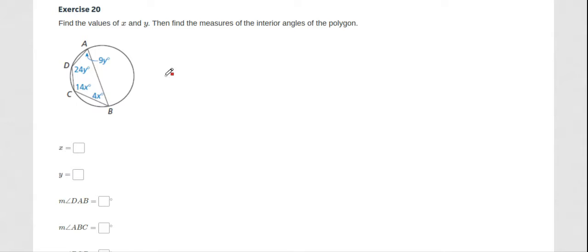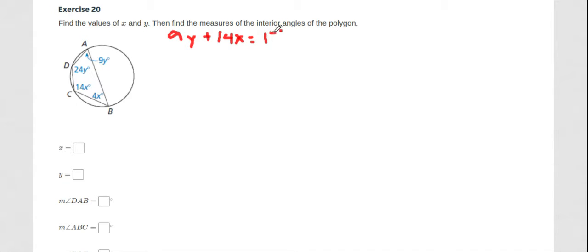So we could use the theorem that if a quadrilateral is inscribed in a circle, which it is here, then each of the opposite angles are supplementary. So angle A is supplementary with angle C, and angle B is supplementary with angle D. So two equations that we could set up. Angle A, which is 9y, plus angle C, 14x. Since those two angles are supplementary, that means the two angles add up to 180 degrees.